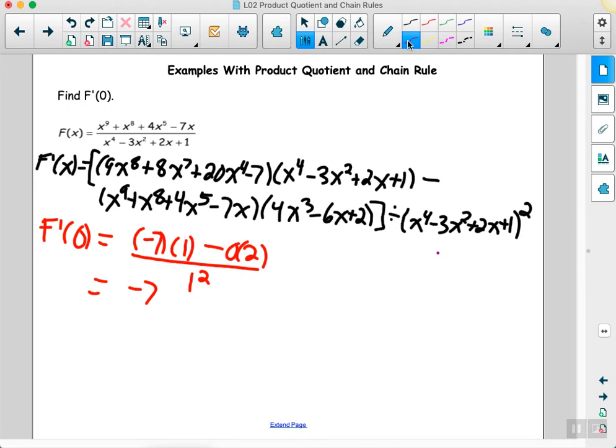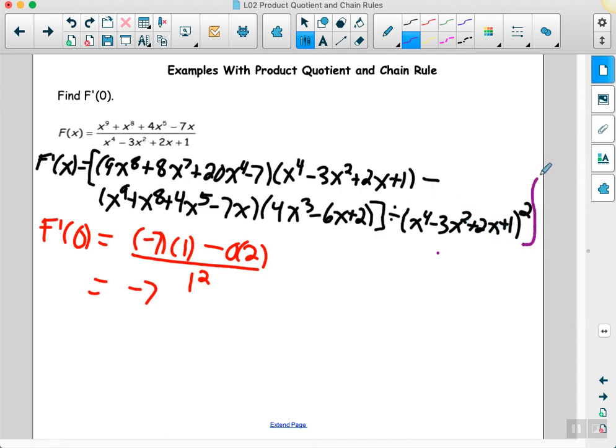We'll discuss sort of what I've written here. I was running out of space, so I opened up a big square set of brackets because I couldn't fit that across. I chose to just take the derivative of the numerator, 9x to the 8th plus 8x to the 7th plus 20x to the 4th minus 7, times the denominator sitting here, minus the numerator, which is sitting right there, times the derivative of the denominator, which is going to be 4x cubed minus 6x plus 2. Close this bracket now because I want to take this whole thing and divide it by the denominator squared.